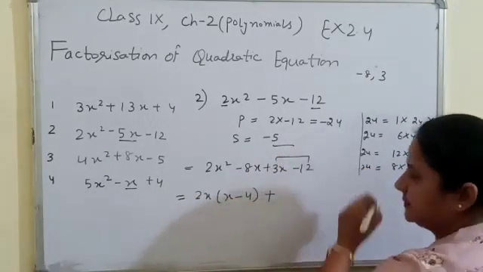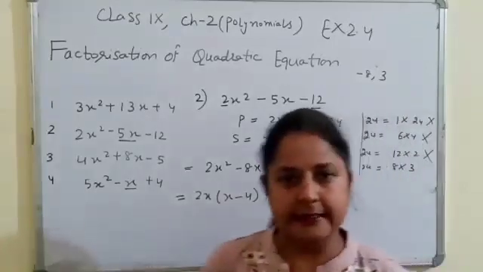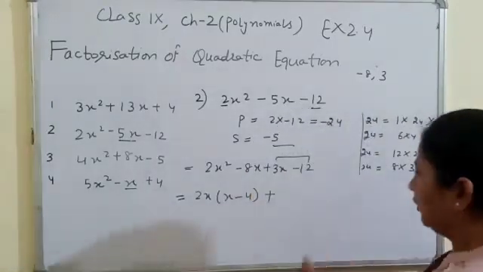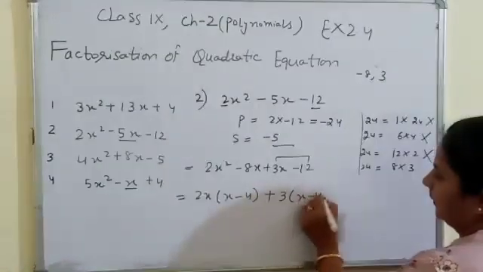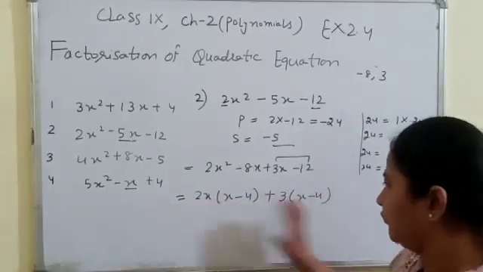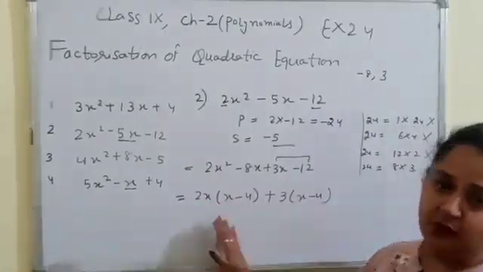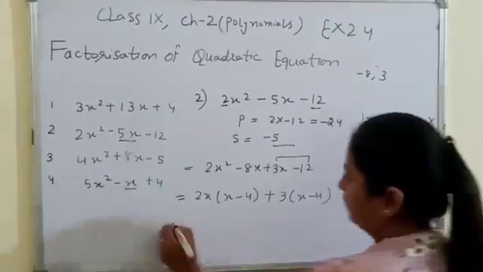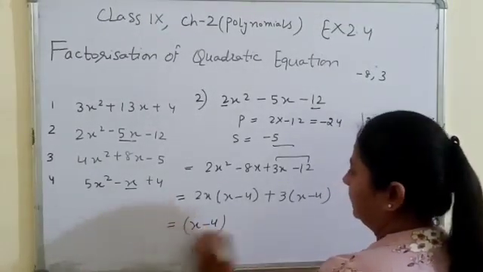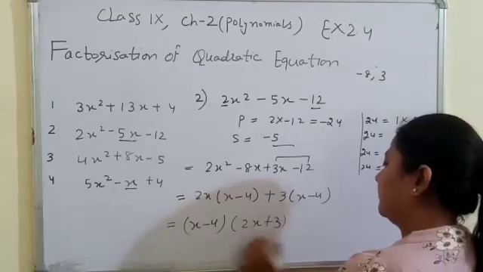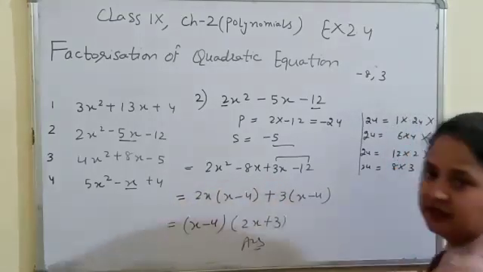Now from the last two terms, 3x minus 12, we can take 3 common, because 3 is a factor of 12. Now we get x minus 4. You can see here, again I am repeating, these terms should be the same. x minus 4, so take it common. We have 2x plus 3. Now this is the second question.